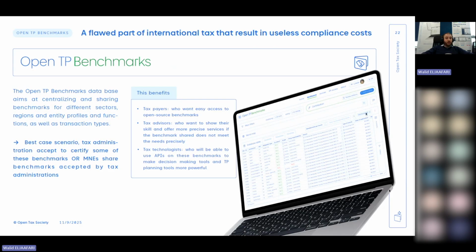And so from our perspective, there is a lot to be done here, but it doesn't only benefit taxpayers. It also benefits tax advisors who want to be able to, well, show their skill in building dedicated benchmarks, and also tax technologists who want to be able to showcase, in their modeling solutions, what a good benchmark would be in a modeling framework. So basically, if you're trying to reorganize your intercompany flow in your simulation tool, then maybe you want to know what is the typical benchmark for this sector, for this risk profile in this jurisdiction. And with such a database, simulation and tax impact analysis would be made a lot easier.